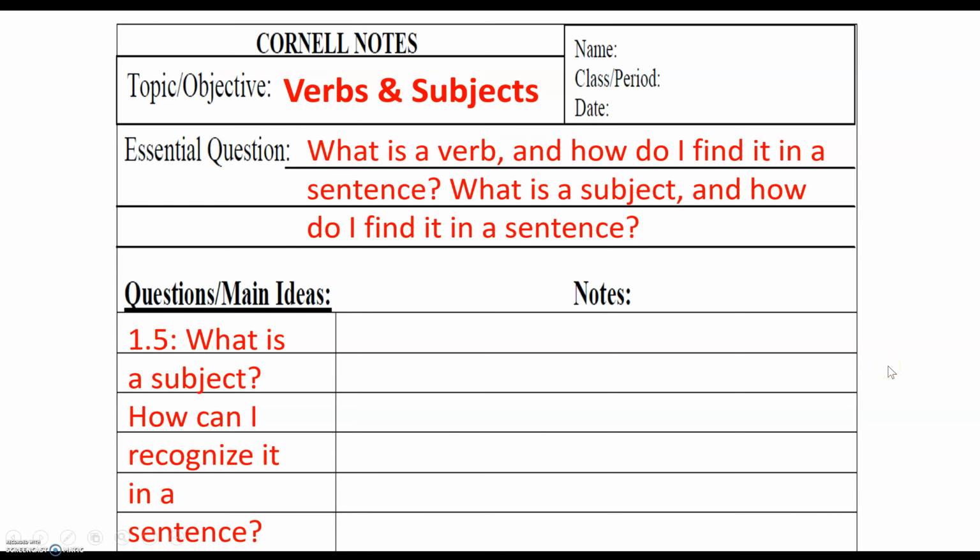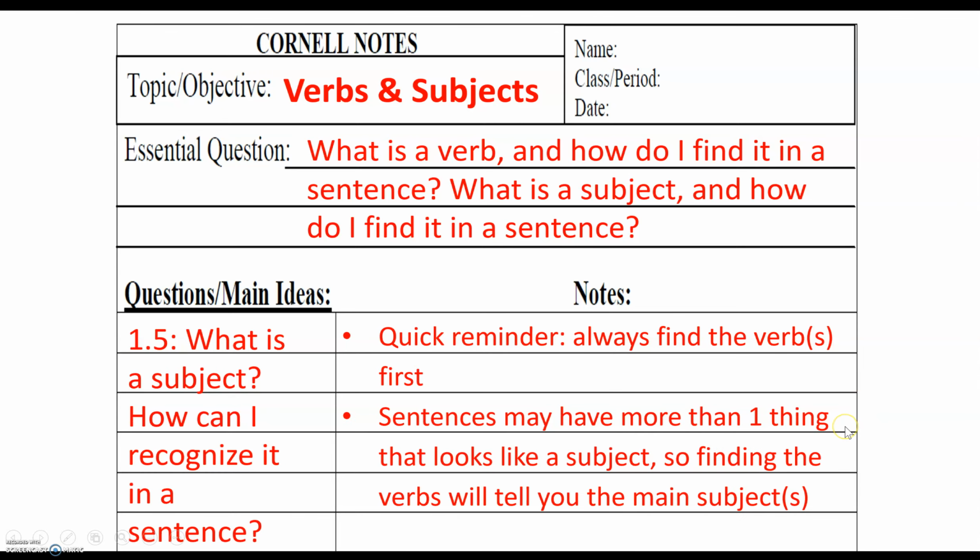So we've been working a lot on finding verbs in the sentence first, and that is something we still want to try and do. And I'll talk about why in a minute, but just a quick note, you still always want to find the verb first because that's going to help you to find the subject. A lot of the reason for that is that sentences can often have more than one thing that looks like a subject, like there's often a lot of nouns going on. So by finding the verb, that's going to tell you what that main subject actually is.